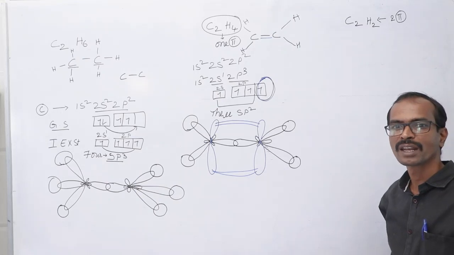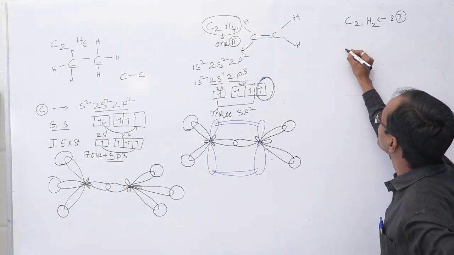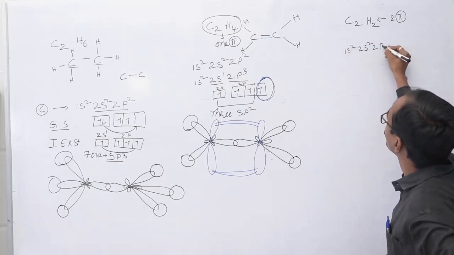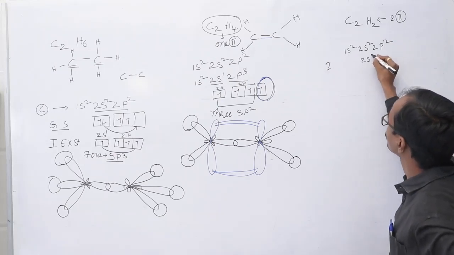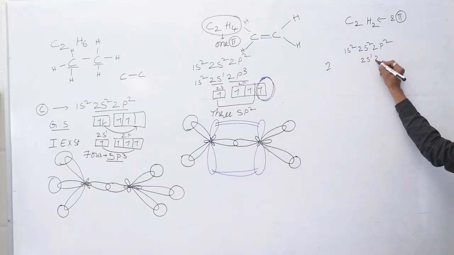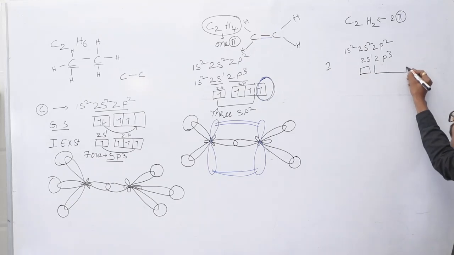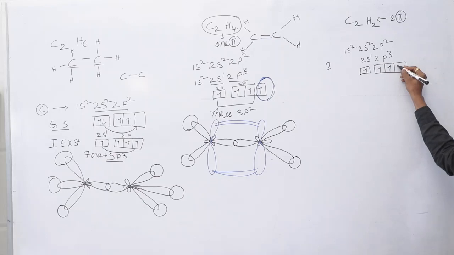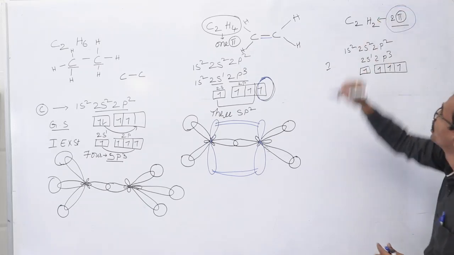2 pi bonds are there in the acetylene molecule. Now what happens? Ground state electronic configuration as usual, 1s2, 2s2, 2p2. First excited state electronic configuration in the valency shell will become 2s1, 2p3, and in orbital diagram method, it will become the electronic configuration. So as it requires to form 2 pi bonds over there, here how many pi bonds has to be formed? 2 pi bonds.